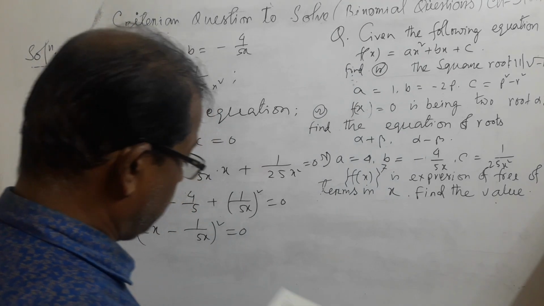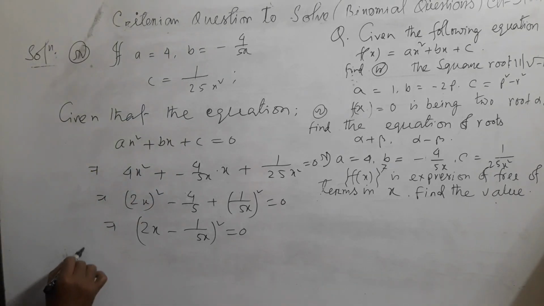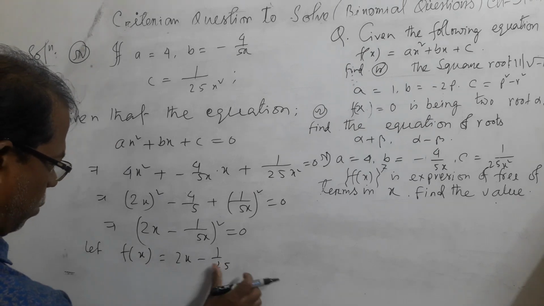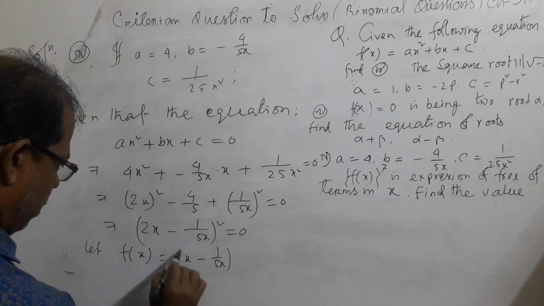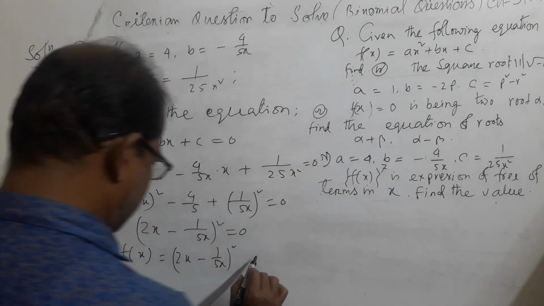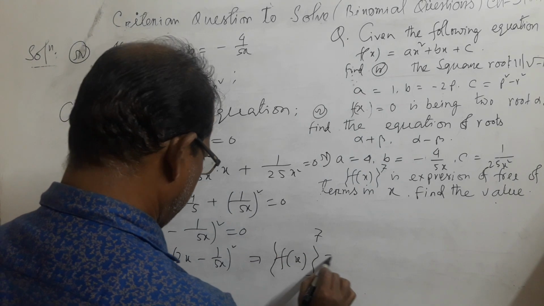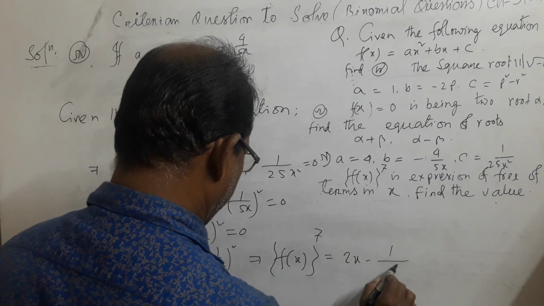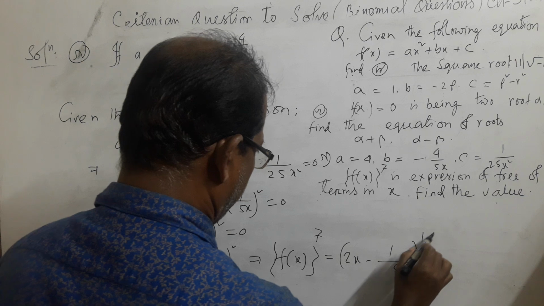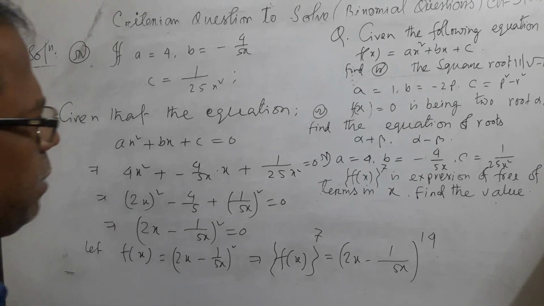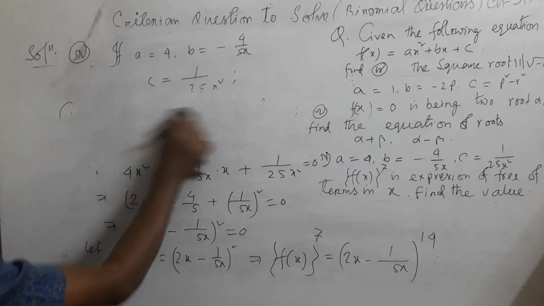Therefore, let f of x equal to (2x minus 1 by 5x) whole square. So that implies f of x to the power 7 equals (2x minus 1 by 5x) to the power 14. It's so easy. So you have to deeply practice. I think that you should collect good marks and good results.